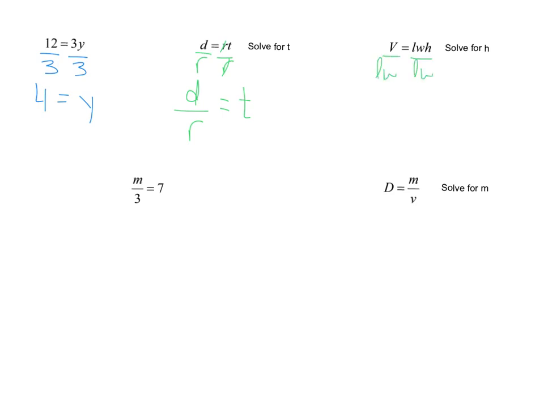I'm going to divide both sides by L and W. This side's going to cancel, and I'm left with h equals V over L times W. Now, what about a division problem? We can do this one.